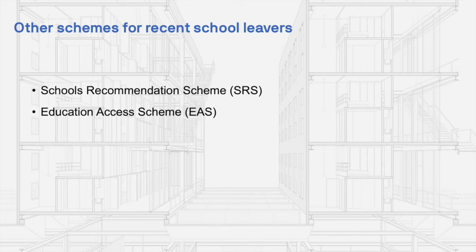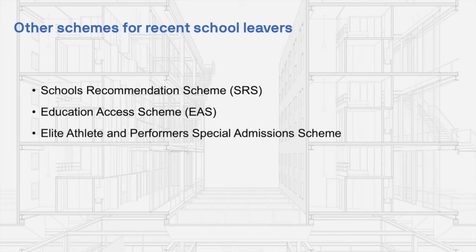However, you should be aware that applications for 2021 study under these schemes closed on 20 September 2020 and 20 November 2020, respectively. The Elite Athlete and Performers Special Admissions Scheme also offers an adjustment of up to 5 points to your selection rank if you've competed or performed at an elite level during Year 12, though applications under the scheme for 2021 study close on 30 November 2020.